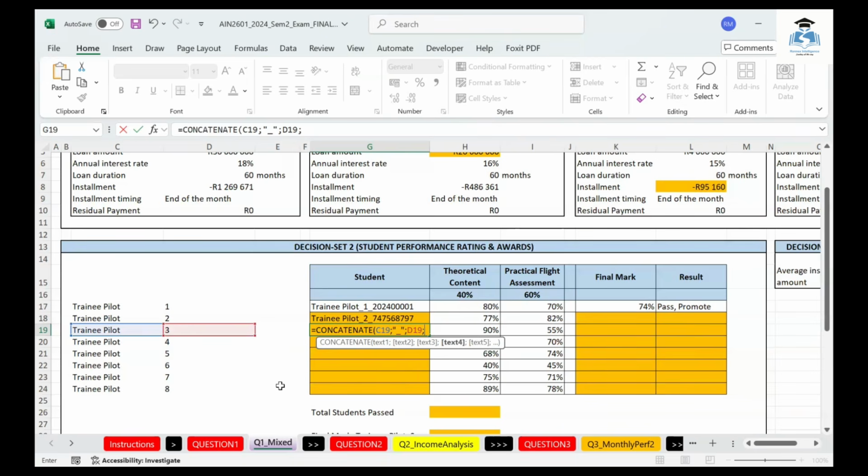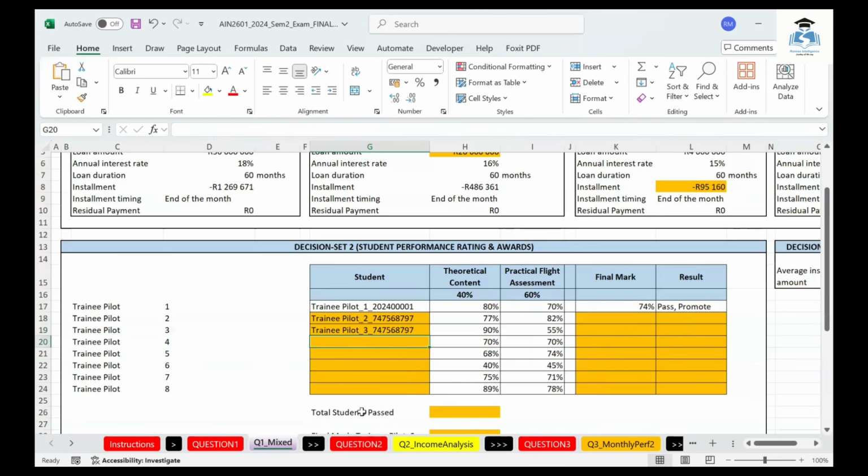The next text is an underscore. I do this. Then the next one is what? After this underscore, my student number. Yes, the student number. Then I close, enter. So you see, you still get the same results.